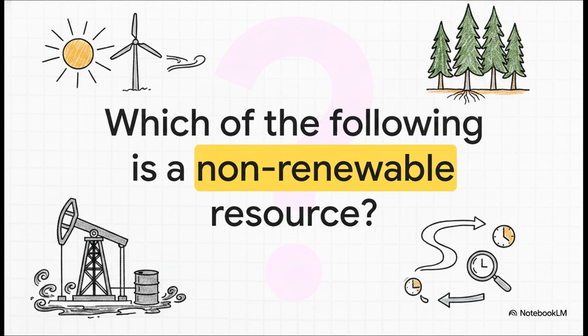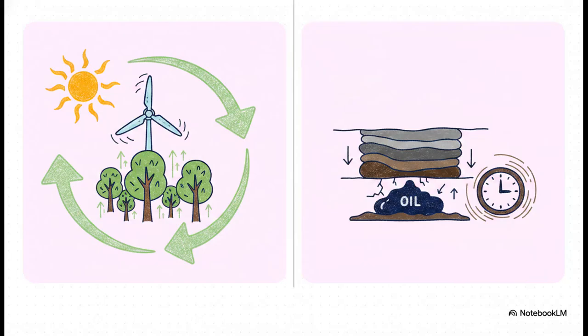Quick quiz number 2. Which of the following is a non-renewable resource? A, sunlight, B, wind, C, crude oil, or D, forest trees? I want you to think all the way back to that timeline we looked at right at the beginning of our session. And this brilliantly illustrates the massive gap between nature's resources.